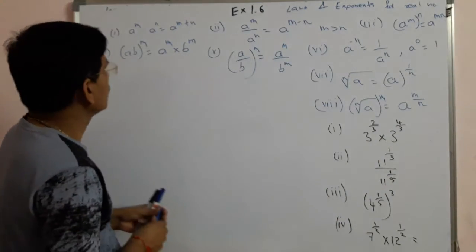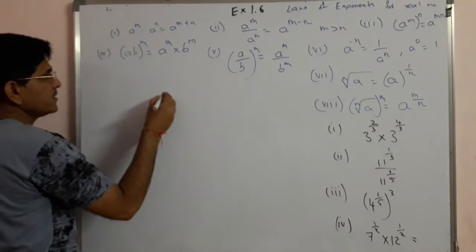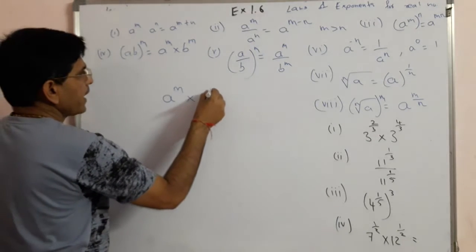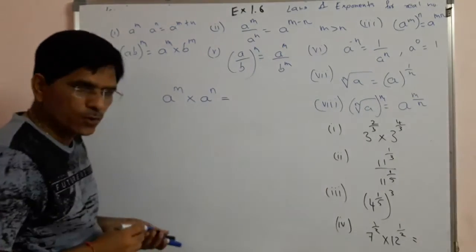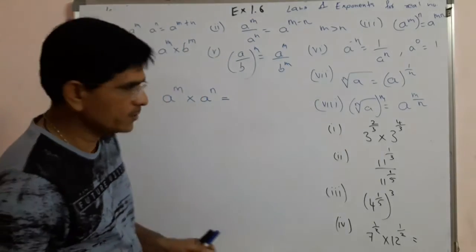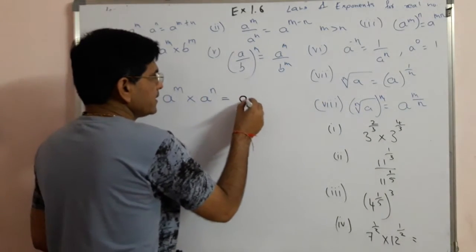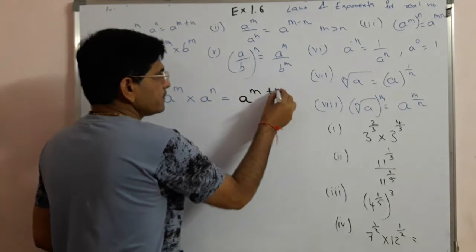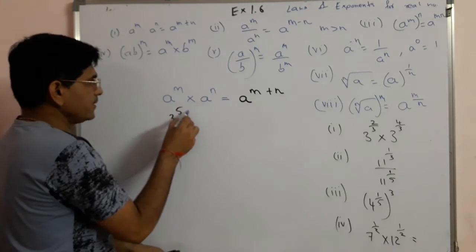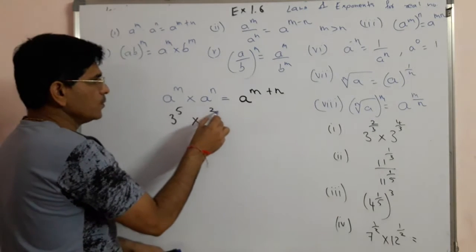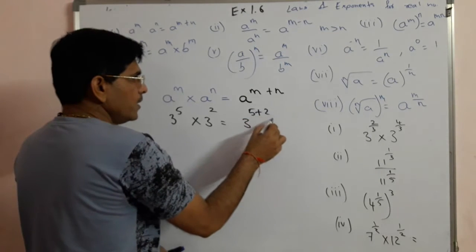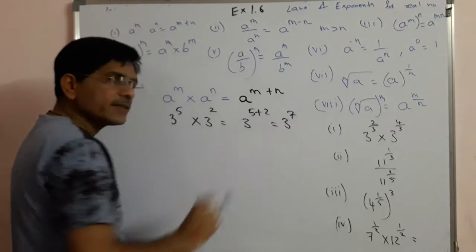Already we have learned this law in 8th standard. First law is a the power m multiplied by a the power n. In multiplication we know that we have to add the power, that is a the power m plus n. Now some question is like that, if I write 3 the power 5 and here 3 the power 2, we can say 3 the power 5 plus 2, that is 3 the power 7.